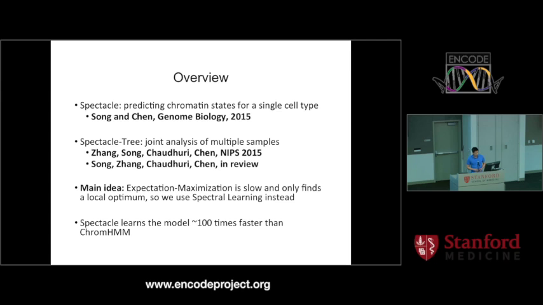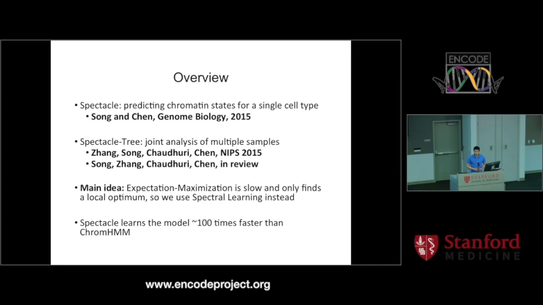And then some follow-up work where we were able to extend this into the joint analysis of multiple cell types which are related. So if you have multiple tissues which are all related by some developmental time course, for instance. We published that in NIPS, which is actually a machine learning conference, but we're trying to put this into the biological context as well and have that in review.